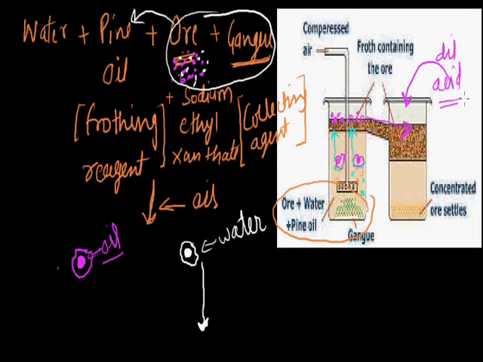So they will detach the oil particles and ore particles, and the ore particles will settle down at the bottom and the oil particles will float on the top. Now we get concentrated or pure ore particles here, and the oil or other impurities will float over this solution. Now we get concentrated ore particles by this method.